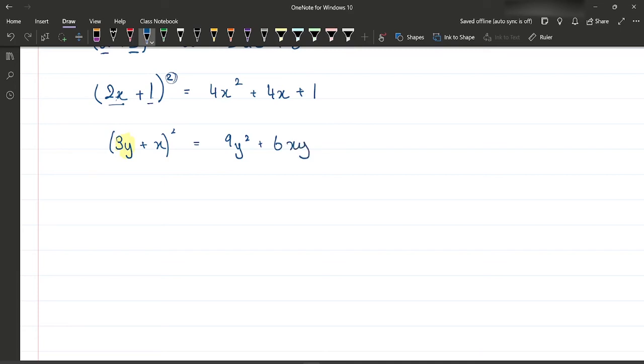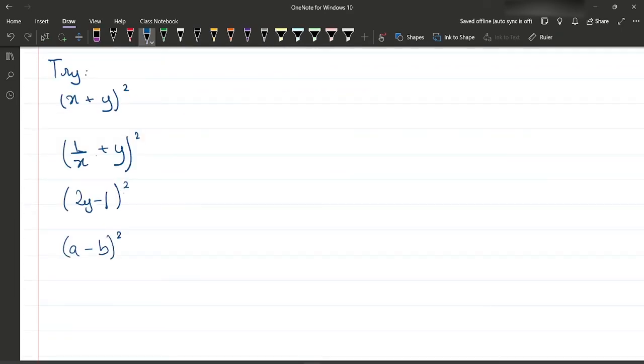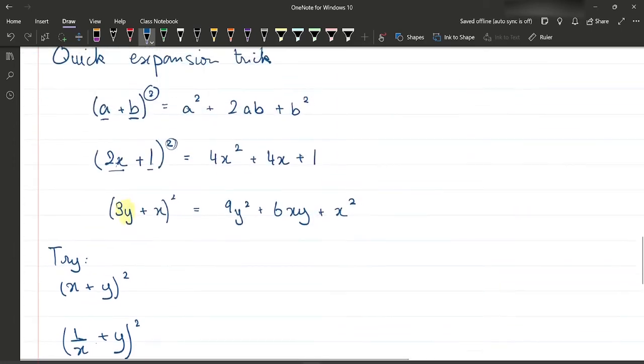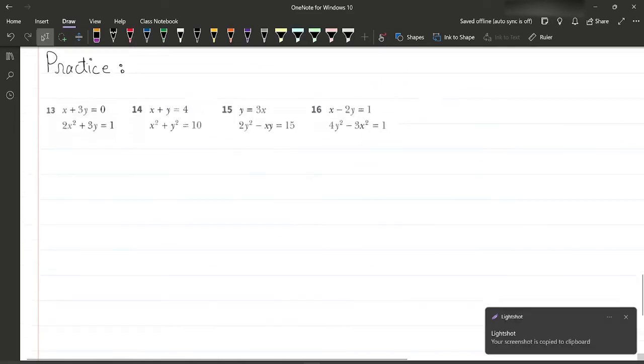Okay, and then x squared is just x squared. There it is. So you should try out some of these, see how you like them, and that is mostly what simultaneous equations are.